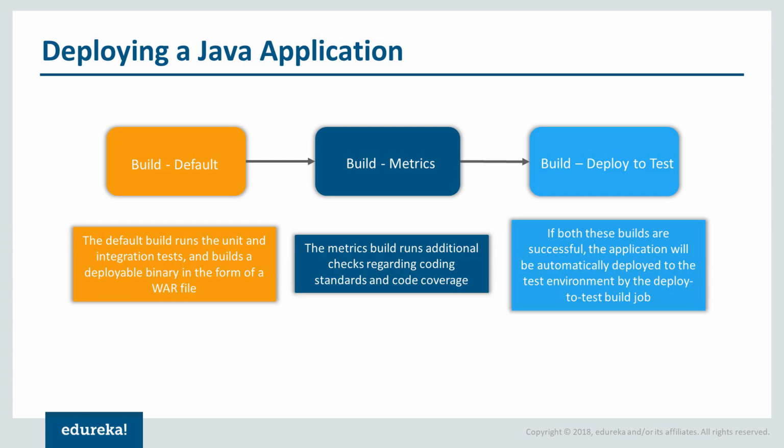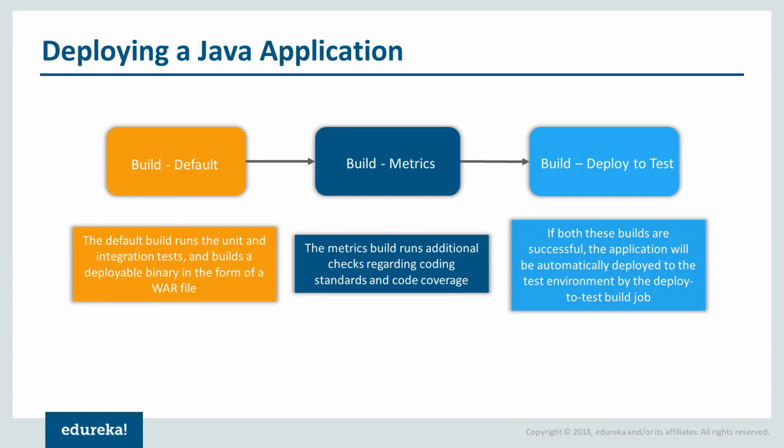So continuing with deploying a Java application. First of all is the build, which is default. The default build runs the unit and integration tests and builds a deployable binary in the form of a WAR file. Once the WAR file is created, you can run the additional metrics check. This metrics build runs additional checks regarding coding standards and code coverage and those sort of things, which we have seen already in one of our earlier videos when we worked with code coverage and code complexity tools such as Cobertura, PMD, etc.